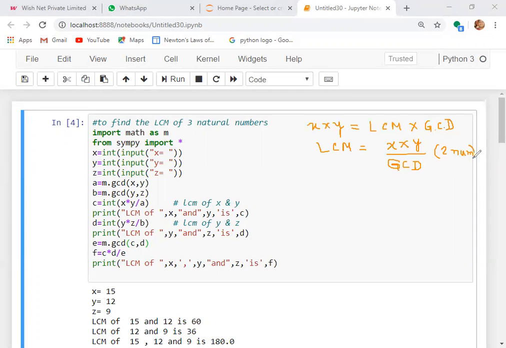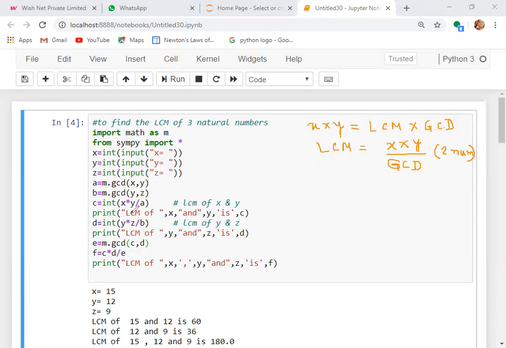So initially we are trying to find the LCM of two numbers. Since we are importing math as m, we write m.gcd, because gcd is a submodule or function of math. So m.gcd means that we are using gcd from math, applied to the first two numbers, x and y.